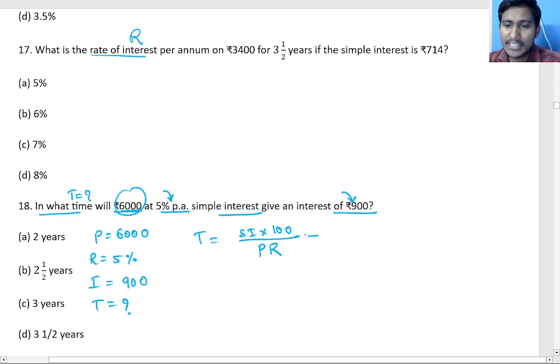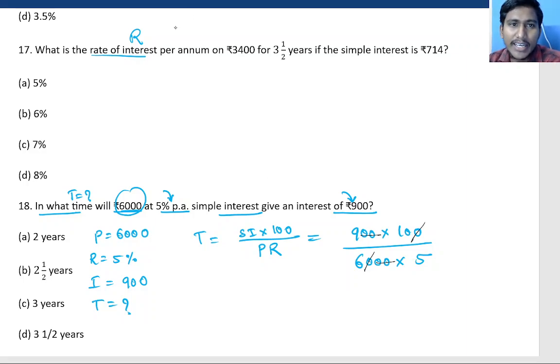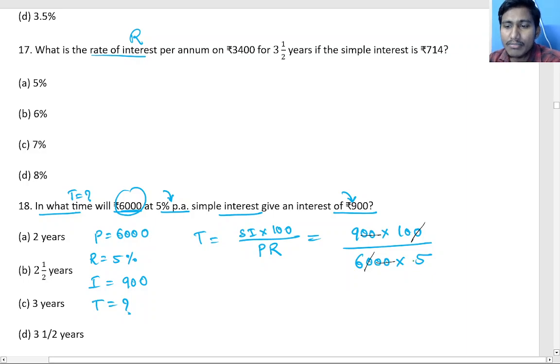So here simple interest is 900 into 100 divided by how much? That is PR. Principal is 6000 into rate of interest, which is 5. So now cancellation, right? If you do the cancellation, you will get the answer. Here 2 zeros cancel, and here 1 zero, here 1 zero cancel. Okay? After that you do with the 5 table.